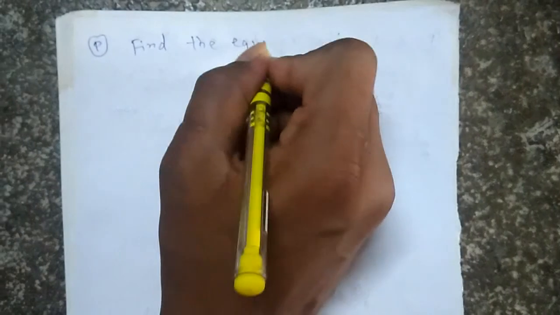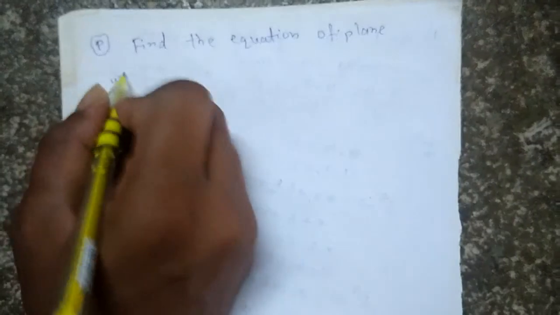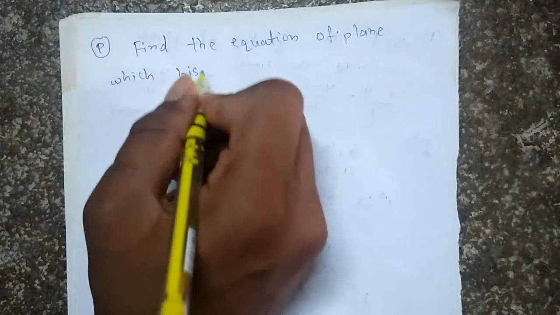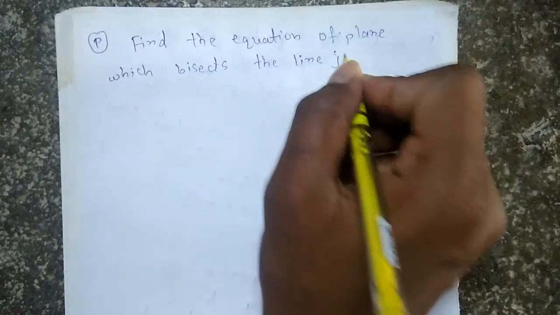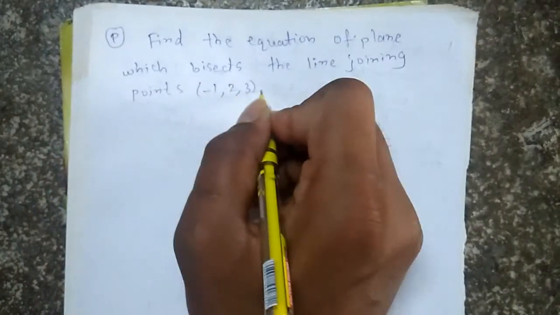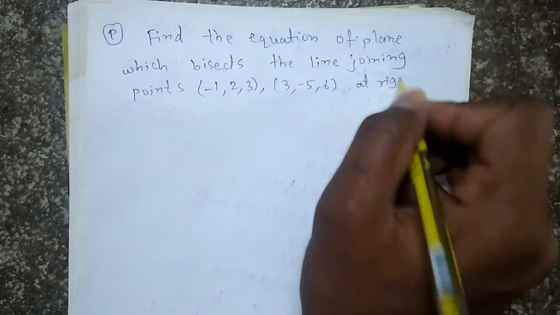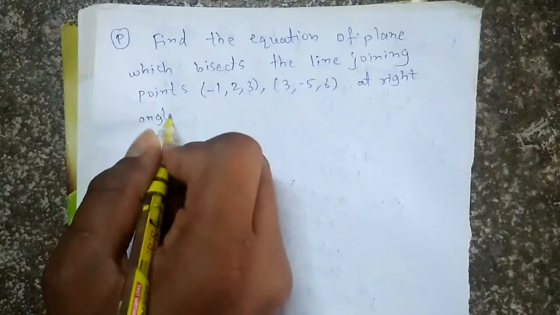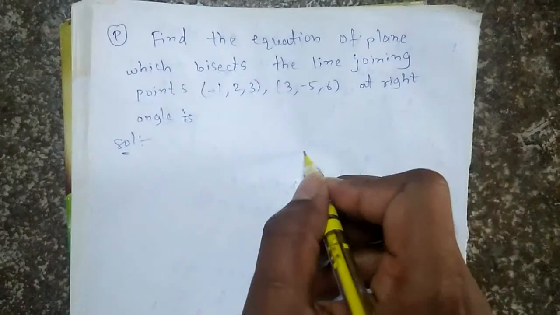Next, find the equation of the plane which bisects the line joining the points -1, 2, 3 and 3, -5, 6 at right angle. So here these are the 2 points.